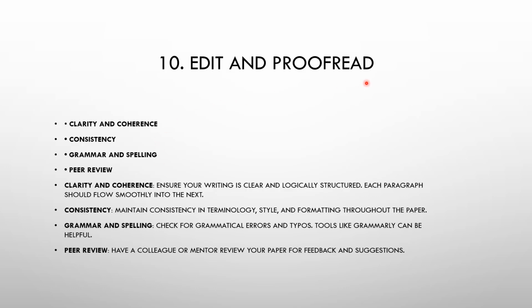Edit and proofread for clarity and coherence. Ensure your writing is clear and logically structured. Each paragraph should flow smoothly into the next. Consistency: maintain consistency in terminology, style, and formatting throughout the paper. Grammar and spelling: check for grammatical errors and typos. Tools like Grammarly can be helpful. Peer review: have a colleague or mentor review your paper for feedback.